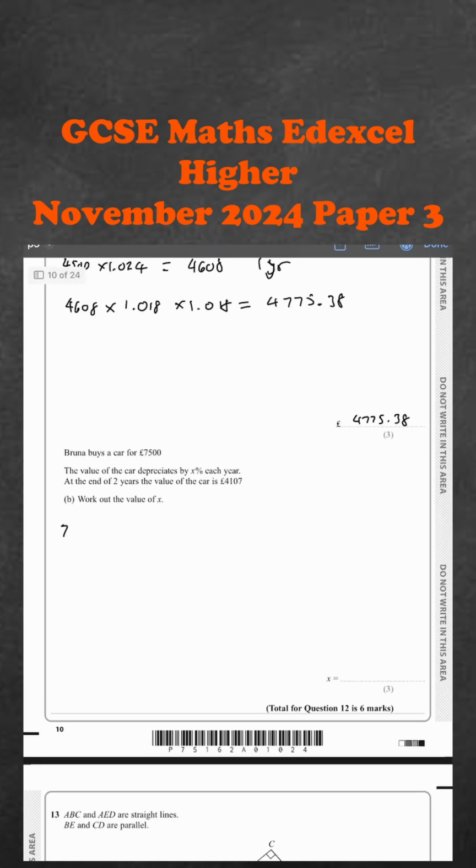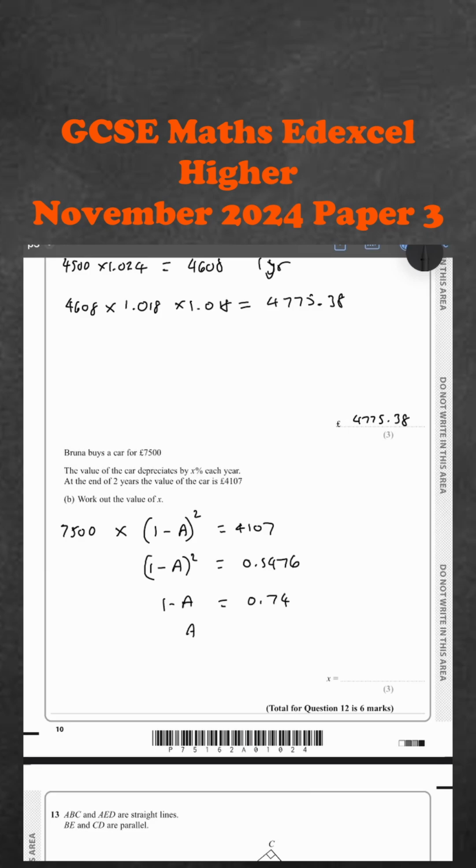So what this is going to be is 7,500 multiplied by 1 minus a value, which will be less than 1, squared equals 4107. And then if I do 4107 divided by 7,500, we get 1 minus a squared equals 0.5476. Square root both sides. 1 minus a equals 0.74. Therefore, a equals 0.26. They want the percentage, so 26% is the percentage.